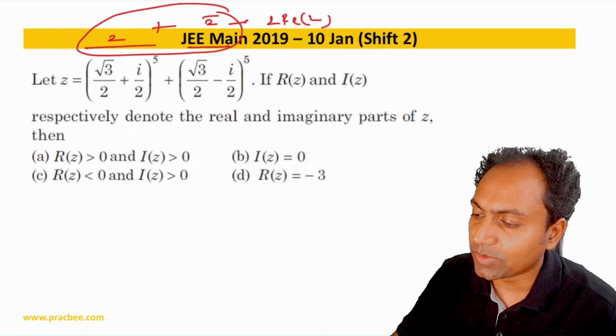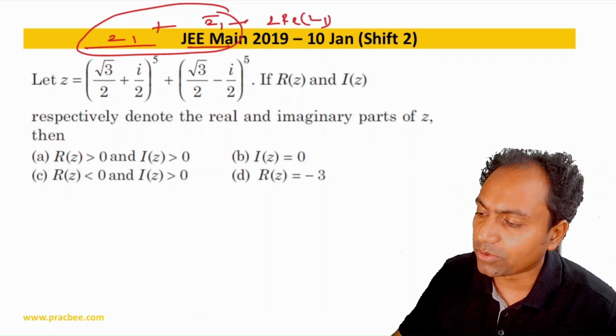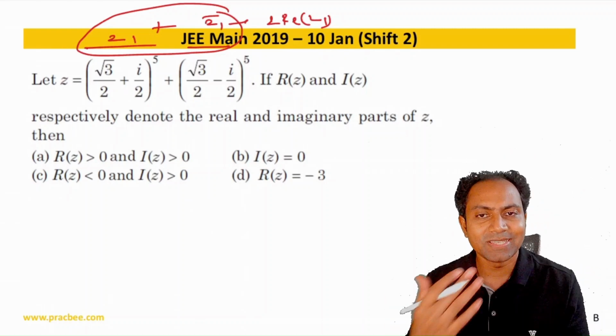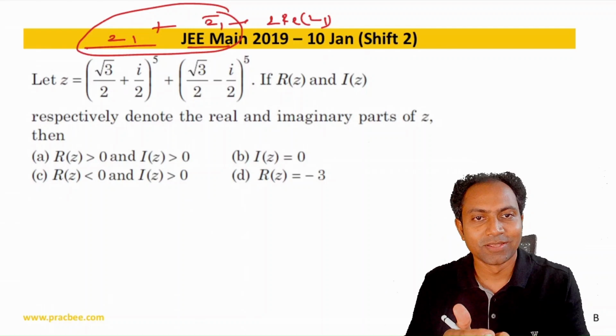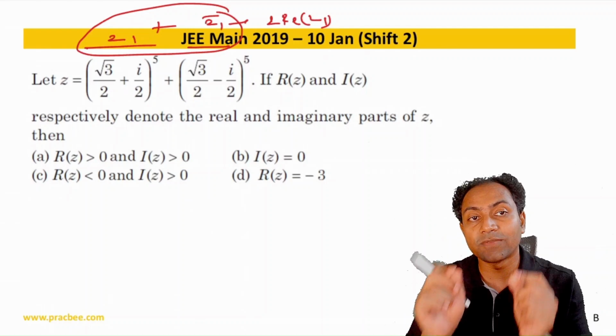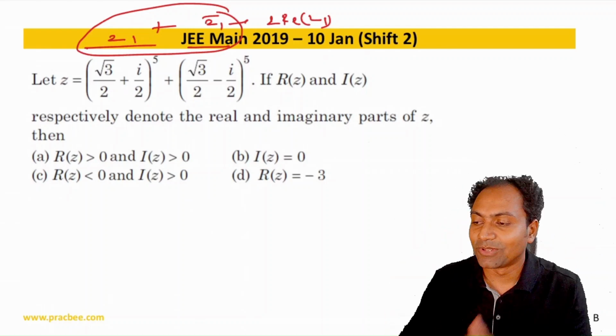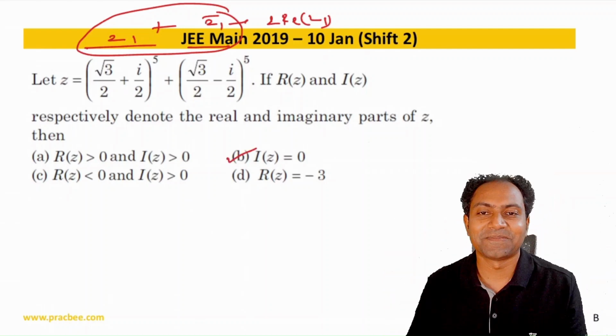So I'm assuming this to be, let us say z1, in order to avoid any kind of confusion. So what you can see is, what you should get is a real value because you're adding a number with its conjugate. So by default, the imaginary part of z that is given in the question needs to be 0. Hence option B becomes correct.